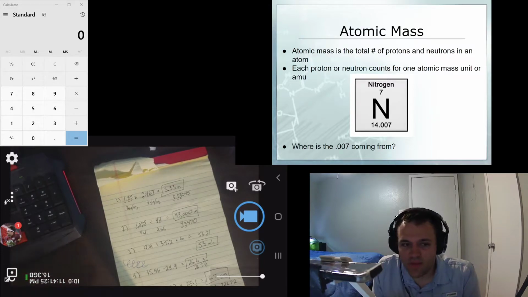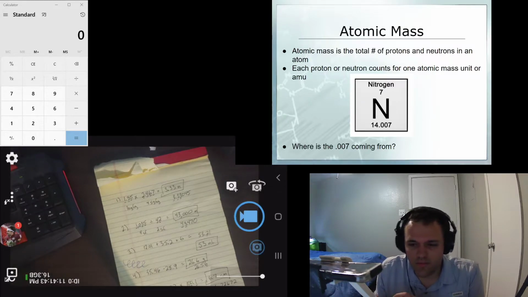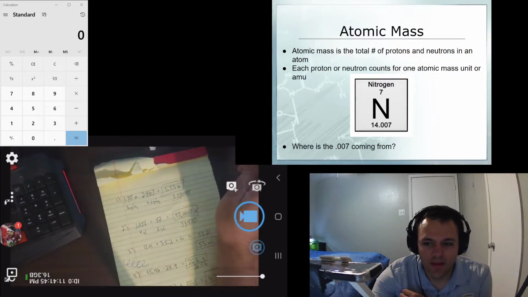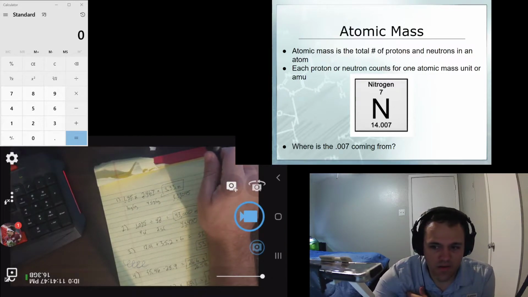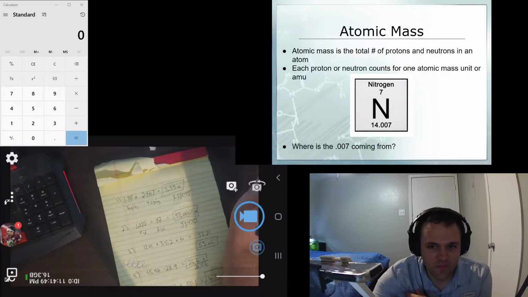Okay, so atomic mass in general is the total number of protons and neutrons in an atom. Each proton or neutron counts for one atomic mass unit, or AMU. But when you look at the periodic table, all of the masses that they give you are decimal numbers. So like nitrogen here, it's written out as 14.007. Where is that 0.007 coming from?